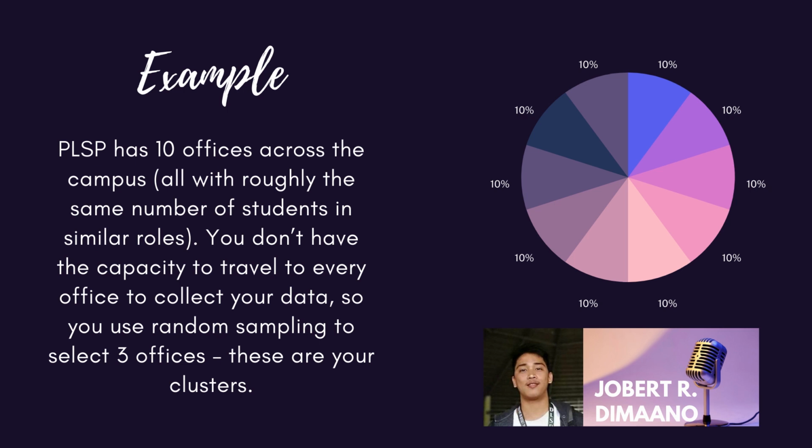So lahat ay may halos parehong bilang ng mga mag-aaral na may katulad na mga tungkulin. So, ibig sabihin, wala kang kakayahang maglakbay sa bawat opisina para kolektahin yung mga data. Kaya pwede tayong gumamit ng random sampling para pumili ng tatlong opisina para dun ilagay lahat yung data.